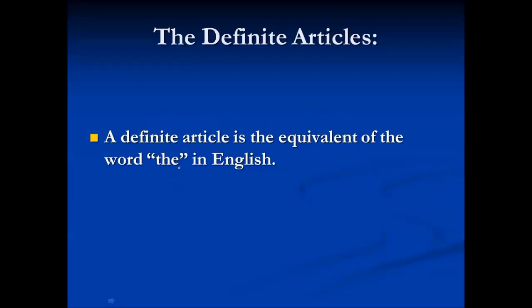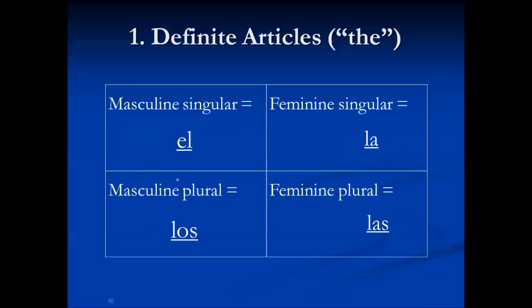So definite articles are the equivalent of the in English. However, we got 4 of them in Spanish. So for masculine, we have el for masculine nouns, and then we got los for the masculine plural nouns. We got la for feminine singular nouns, and we have las for feminine plural nouns. And if there's any time where I go too fast throughout this, just pause it and then continue.